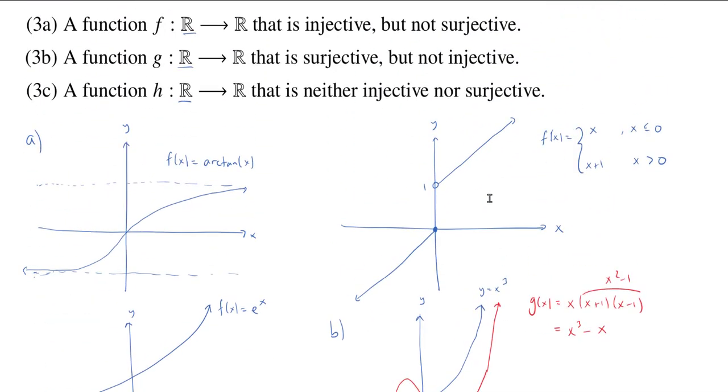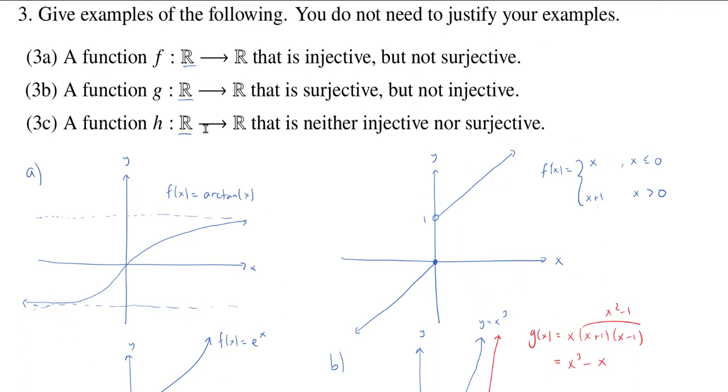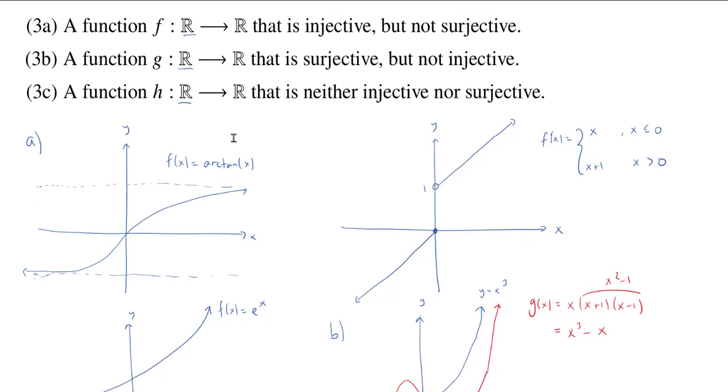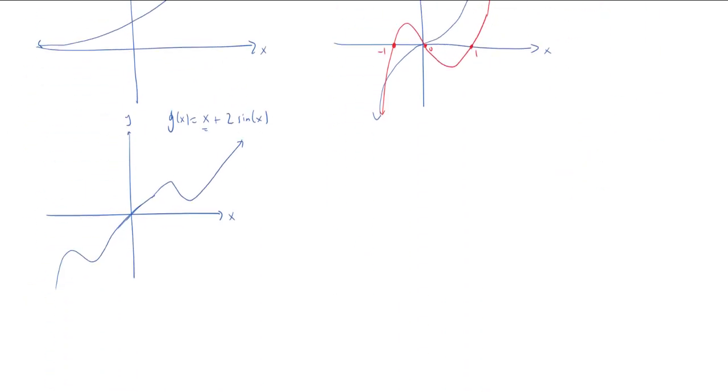Okay, so moving on to the final one, we want a function, again, the domain is the reals, that is neither injective nor surjective. Okay. Well, let's use one of our most basic functions. How about we try y equals x squared? So just a nice parabola. So here we'll have h of x equals x squared.